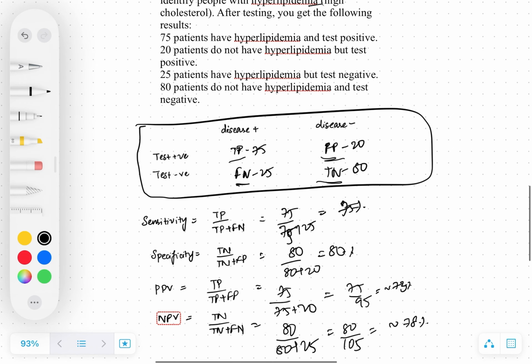So sensitivity is true positive by true positive plus false negative. Specificity is true negative by true negative plus false positive. Positive predictive value is true positive by true positive plus false positive. Negative predictive value is true negative by true negative plus false negative.